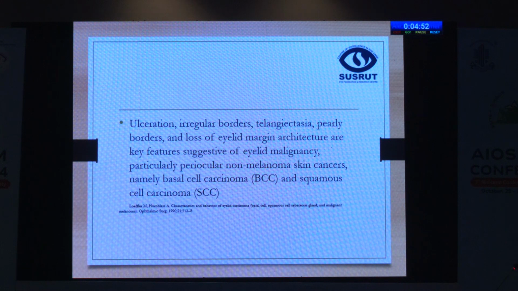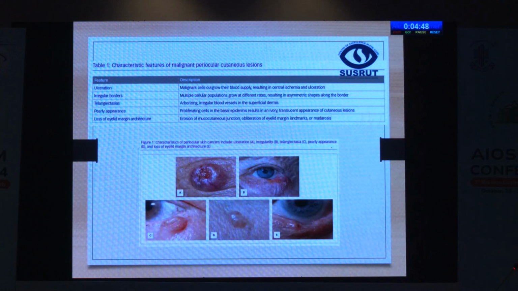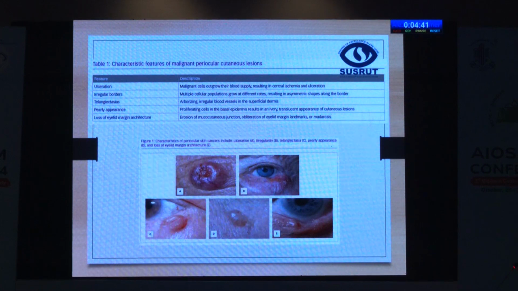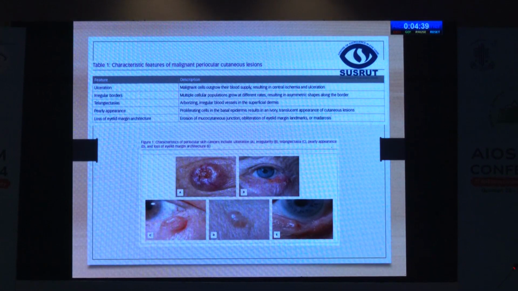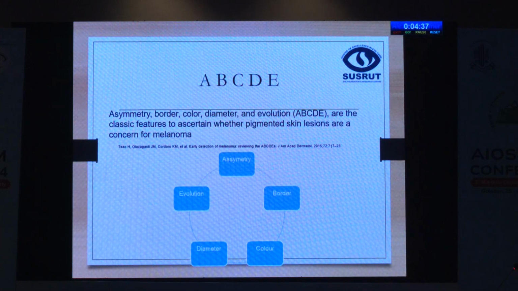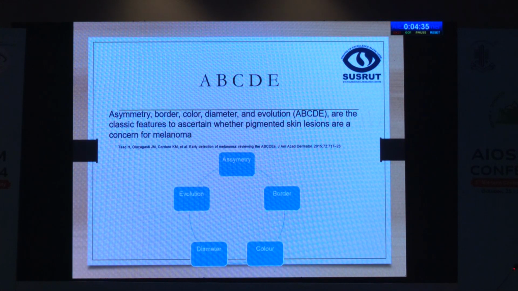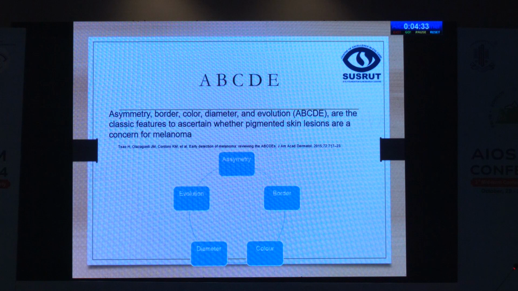So as I already told you, the 5 points: ulceration, irregular border, telangiectasias, pearly appearance, and loss of eyelid architecture, these are the characteristic features of malignant periocular cutaneous lesions. For malignant melanomas, these are simplified as ABCDE. These are asymmetry, border, color, diameter, and evolution. That is how it is growing.